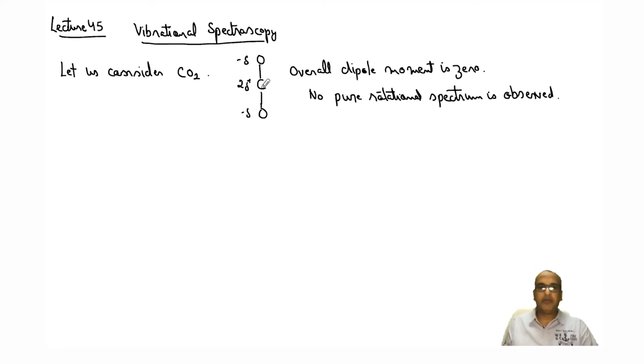Now what do we do if we want to characterize the physical properties of this molecule? So even though the dipole moment is 0, the change in dipole moment as the molecule vibrates is possible to observe. So what do I mean? What I mean is, let us say this is the equilibrium position of the molecule. Now there can be a stretching which looks like this.